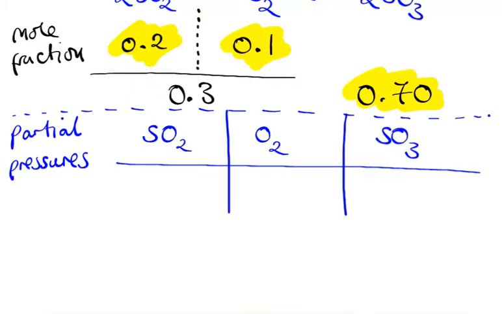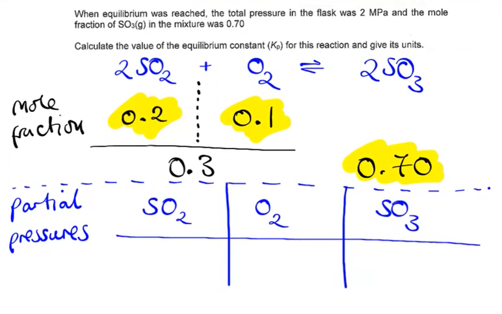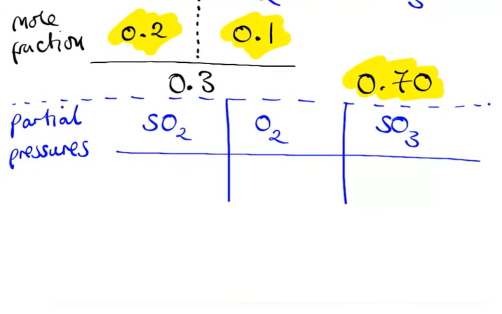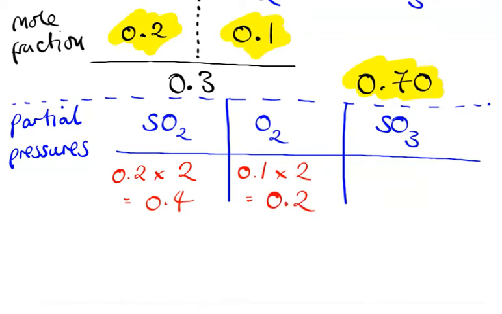To get our partial pressures, we just want to times those mole fractions by the total pressure. The total pressure was 2 megapascals, so for sulfur dioxide that's going to be 0.2 times 2, which is 0.4. For the oxygen we've got 0.1 times 2, and for the SO3 we've got 0.7 times 2, so that's 1.4.